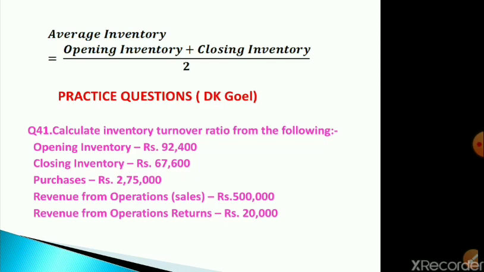Now let's start with the practice question from DK Goel. Question number 41. We have to find out the inventory turnover ratio. In the question, we have opening inventory 92,400, closing inventory 67,600, purchases 2,75,000, revenue from operation, that is sales 5 lakh, revenue from operation return, that is sales return 20,000.